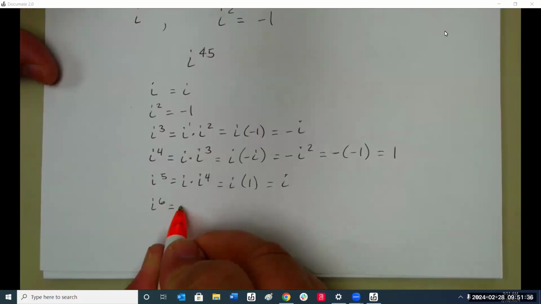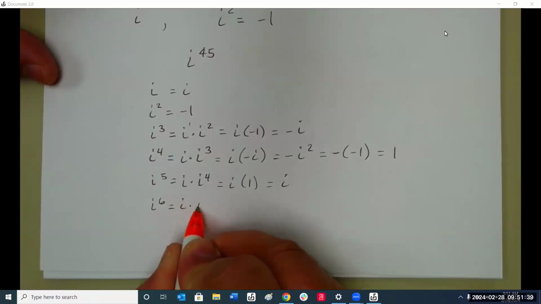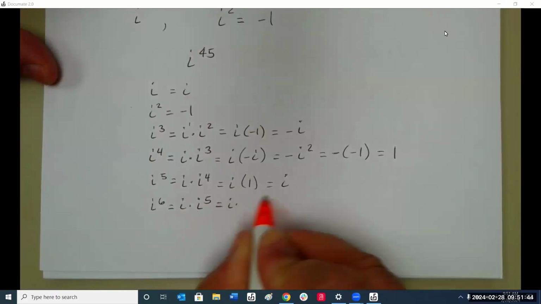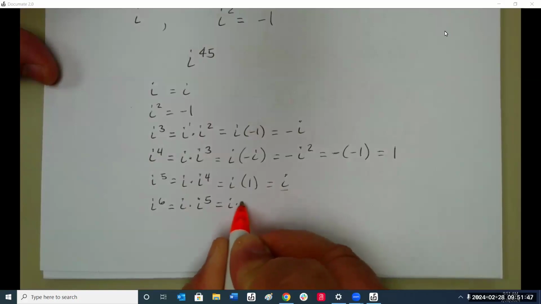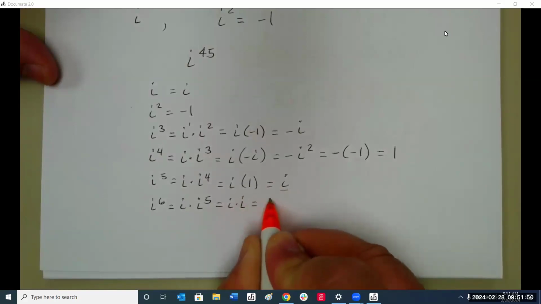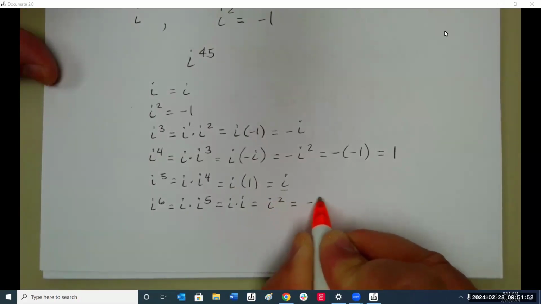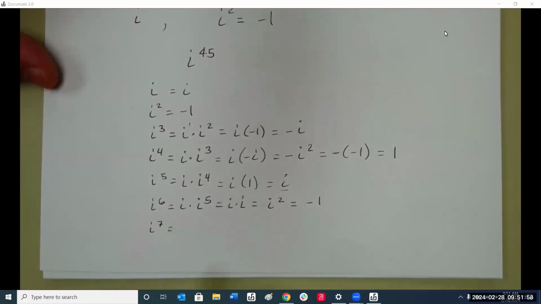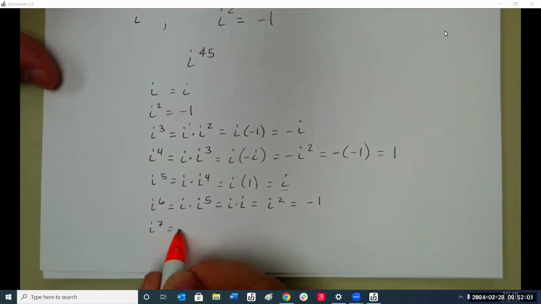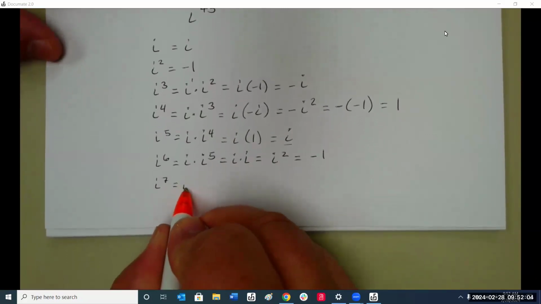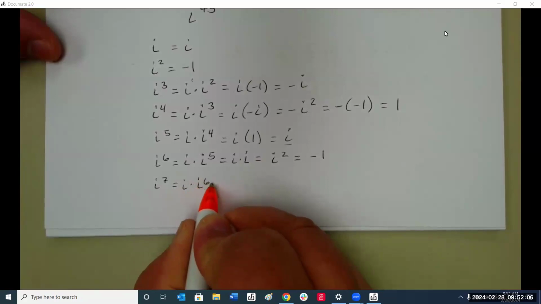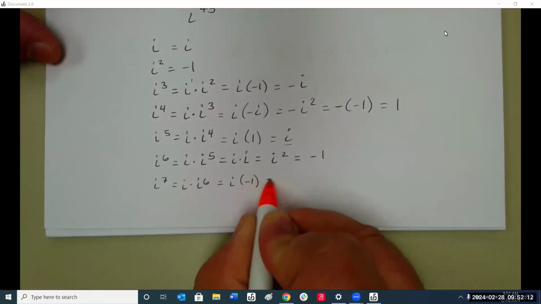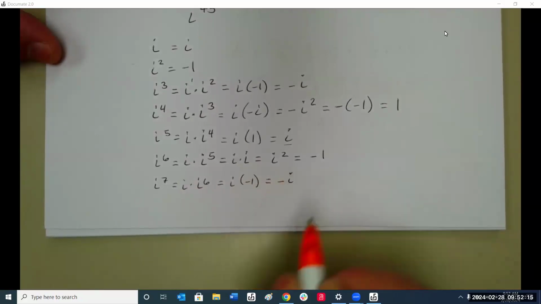I times I to the fourth. So I to the fourth is 1. So I times 1 is I. I to the sixth is I times I to the fifth. I to the fifth is what? I. So we have I times I is I squared, which becomes negative 1. I to the seventh is I times I to the sixth. I to the sixth is negative 1 times I, which is negative I.